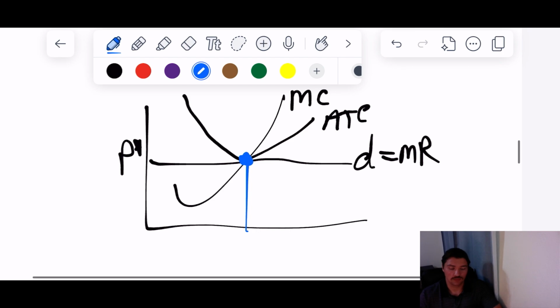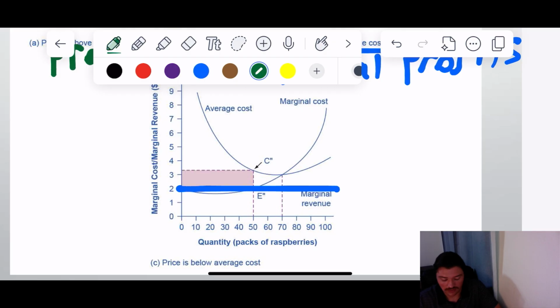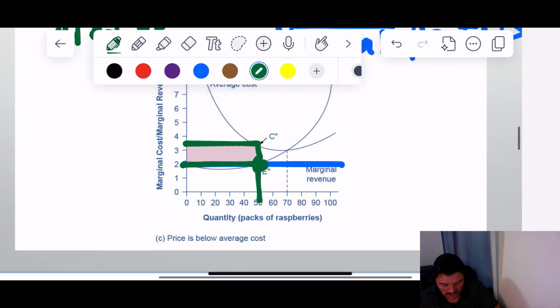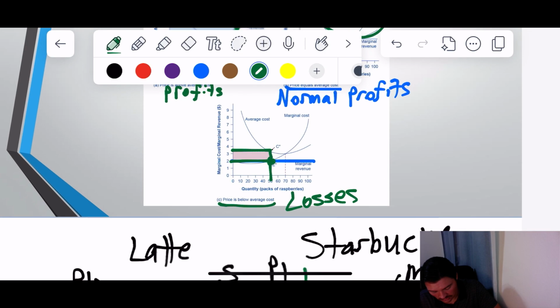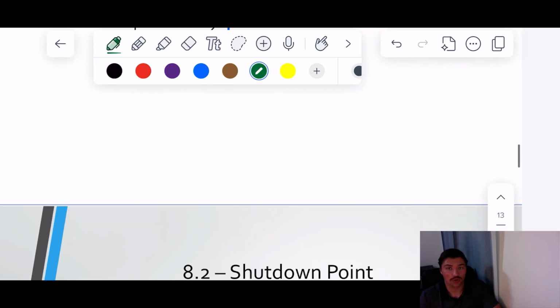For losses, what we're looking at is a situation where your marginal revenue is down here, and you go to your MR equals MC, which happens right here. And if you go to your price, which is at 2, you go up to the cost, which is up here. So as you can see, price is below average cost. So in this case, we are earning losses. Okay, so these are the three situations that we run into in a perfectly competitive firm. You're either earning profits, normal profits, or losses.